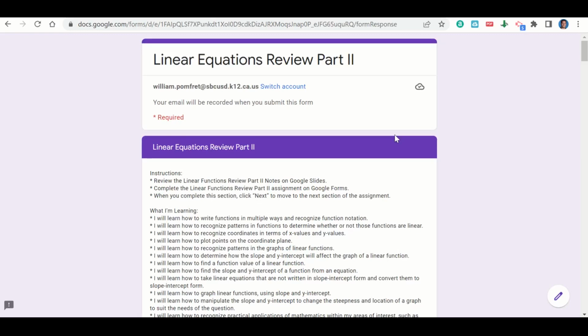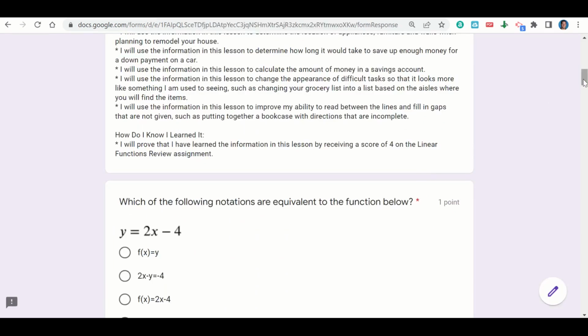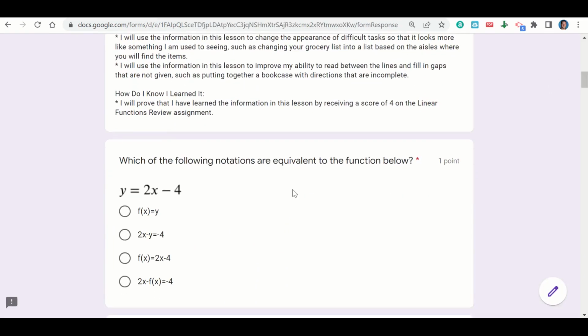Let's take a look now at the Linear Equations Review Part 2 assignment. So it begins with our learning goals and success criteria. If you scroll down, you can see the questions for this assignment. So the first one says, which of the following notations are equivalent to the function below? It says y equals 2x minus 4. And what we should remember is y and f of x mean exactly the same thing. So all I would do is change y to be f of x. So this should say f of x equals 2x minus 4. And that's this one here.